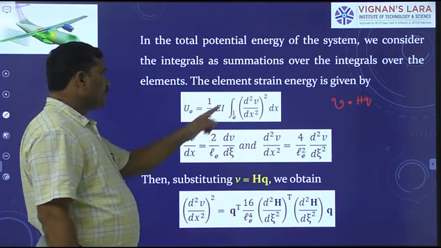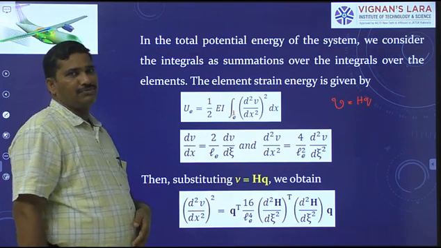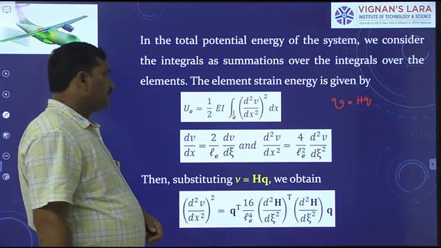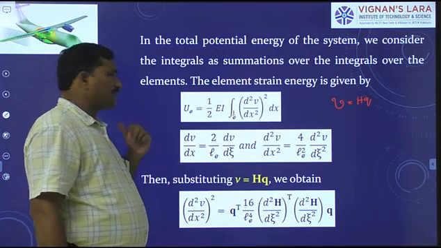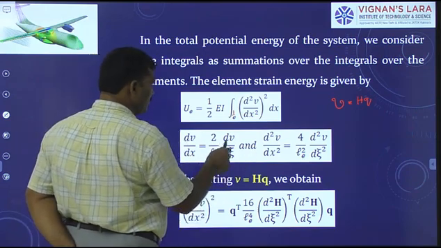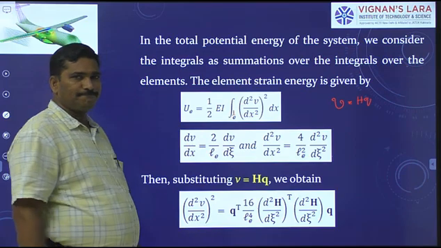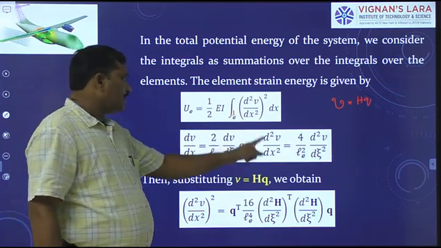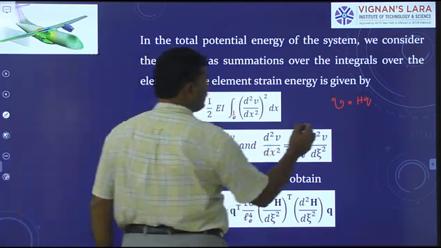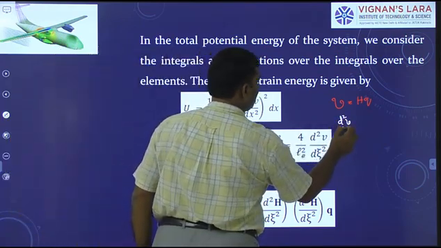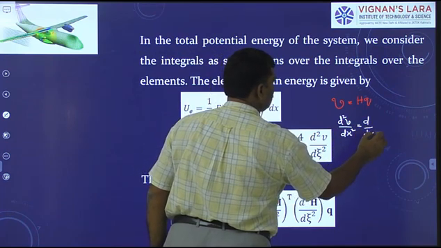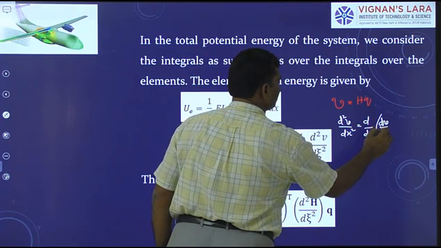Now, we want d square V by dx square first. Therefore, firstly I determine dV by dx. dV by dx equals, we know, 2 by the length of the element into dV by dξ. Now, d square V by dx square equals d by dx of dV by dx.